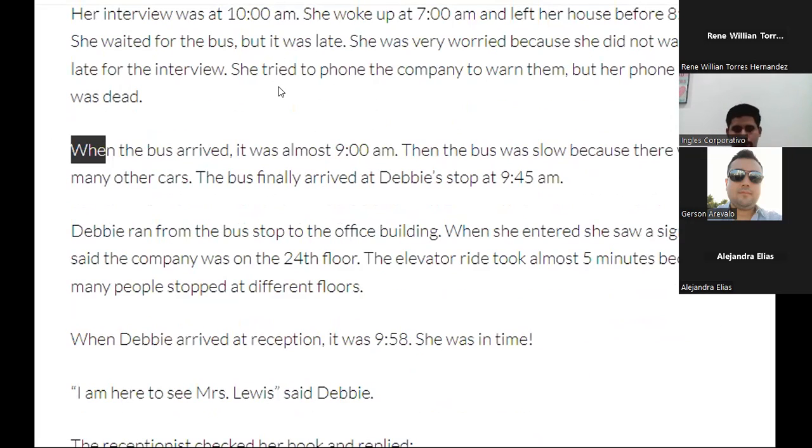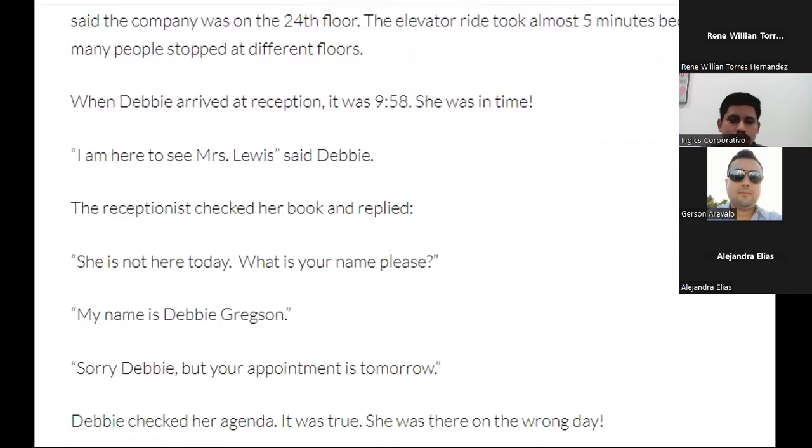When the bus arrived, it was almost 9 a.m. Then the bus was slow because there were many other cars. But the bus finally arrived at Debbie's stop at 9:45 a.m. Debbie ran from the bus stop to the office building. When she entered, she saw a sign that said the company was on the 24th floor. The elevator ride took almost 5 minutes because many people stopped at different floors. When Debbie arrived at reception, it was 9:58 a.m. She was in time. I'm here to see Mr. Lewis, said Debbie. Okay, stop there. Let's continue with someone else.